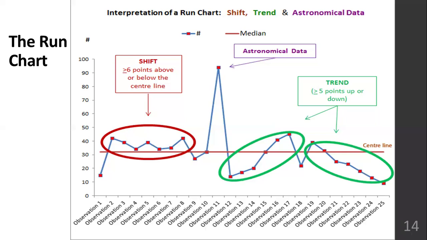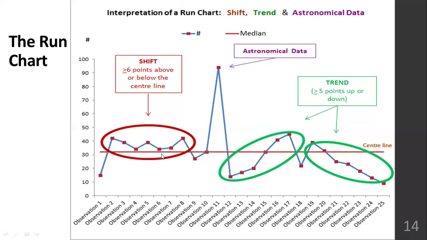For example, in this chart, if you see a peak point here, that is astronomical data. Something absurd has taken place here. This is a shift. A shift is when everything is moving up and down, about 6 points up or 6 points down. A trend is something that is normal: a change of 5 points up or down. It usually happens. A shift means something is changing, and astronomical data is some unexpected change.